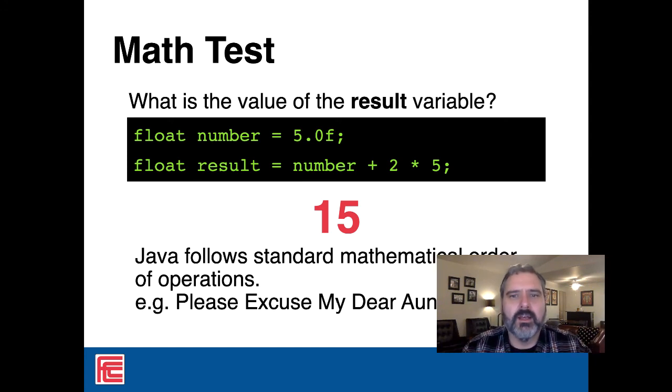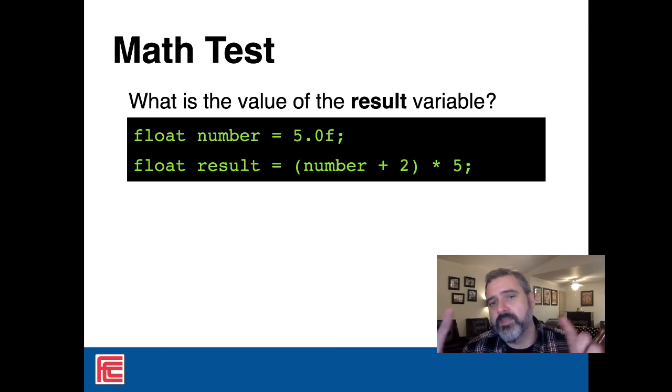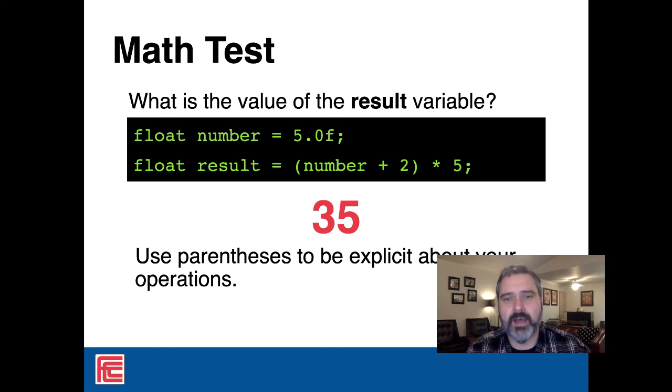If I did this, I put parentheses around that number plus 2. Well, now it becomes much more clear. Oh, what I want to do is add the 5 and the 2 first. That's going to give me 7. And then I'm going to multiply that by 5, which is going to give me 35. So you can always use parentheses to be explicit about your operations. If you're ever unsure, adding additional parentheses isn't going to cost you anything.